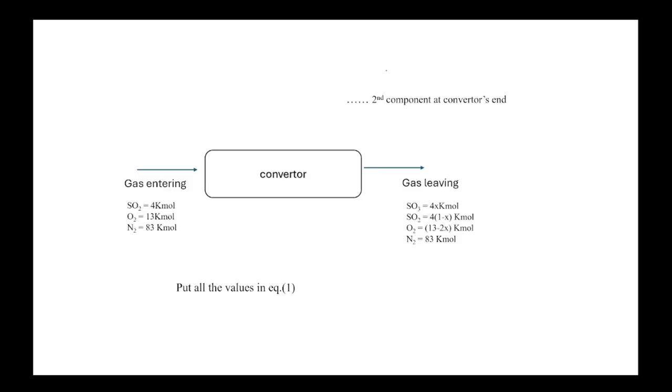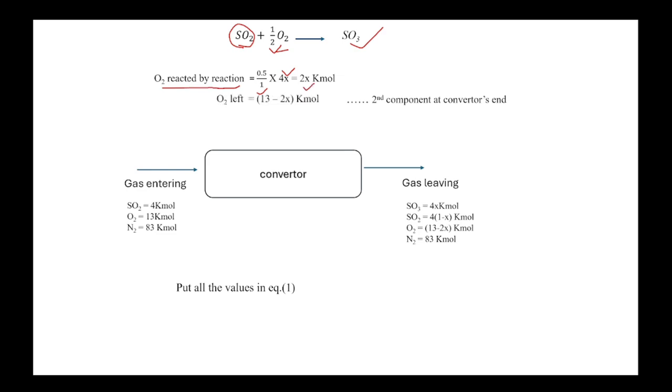Second, we know the stoichiometry: SO2 plus half O2 gives SO3. So O2 reacted by the reaction is 0.5, the stoichiometric coefficient of O2, divided by 1, the stoichiometric coefficient of SO2, into the amount of SO2 reacted, 4x, so 2x kilomole. We have fed 13 O2 and this much is reacting, so O2 left is 13 minus 2x. This is the second component. The third component is nitrogen. Because it is inert, it remains as it is.